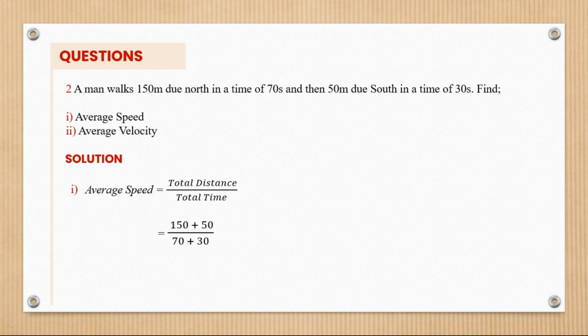And then the total time, we know it took him 70 seconds to move north, and then it took him 30 seconds to move south. So the total time is 70 plus 30. So we end up having 200 over 100, which is equal to 2 meters per second. Now the reason we have the answer as 2 meters per second is definitely because our distance is in meters and our time is in seconds.